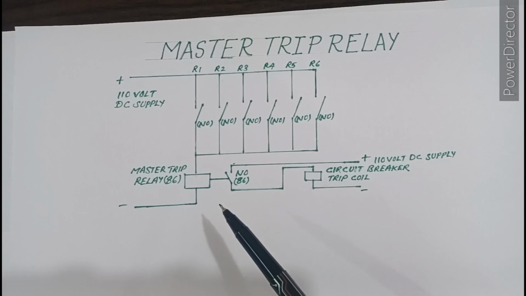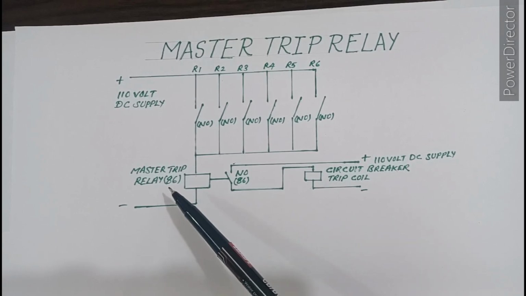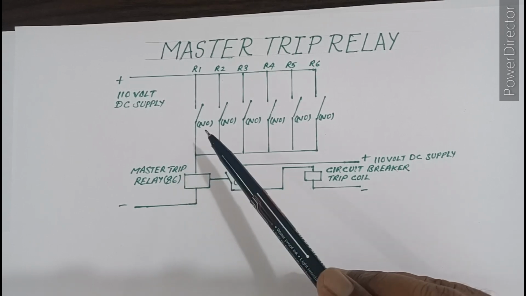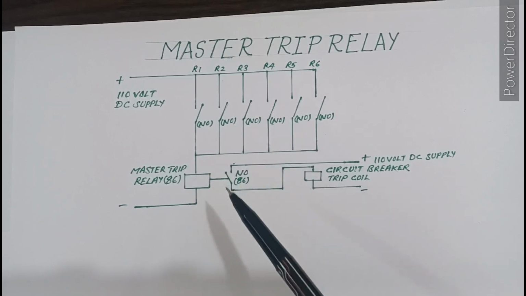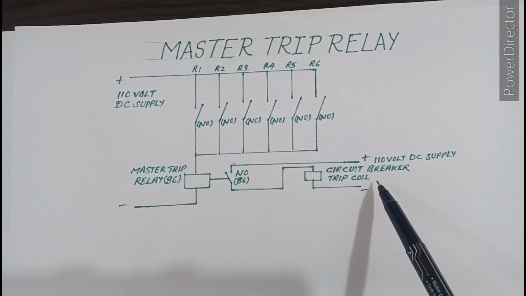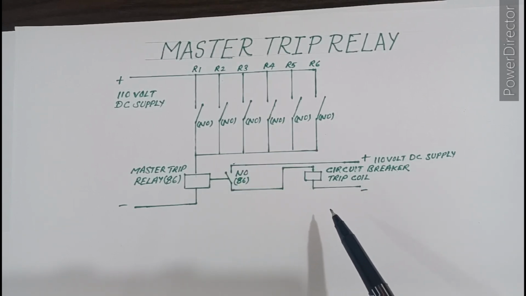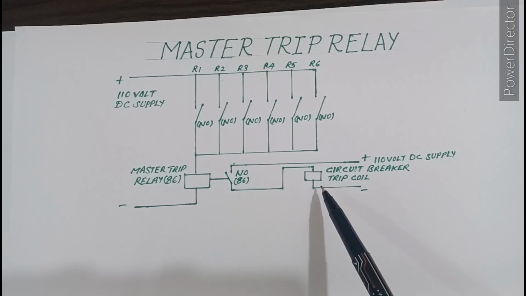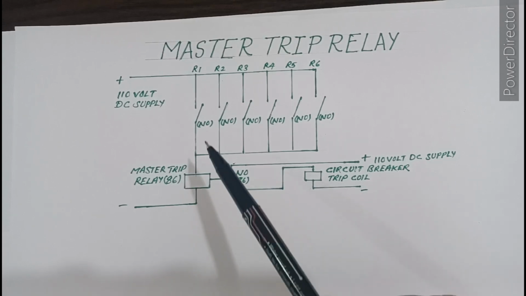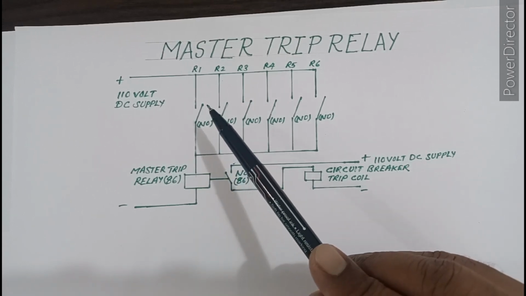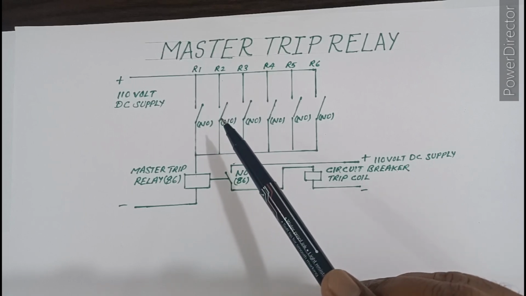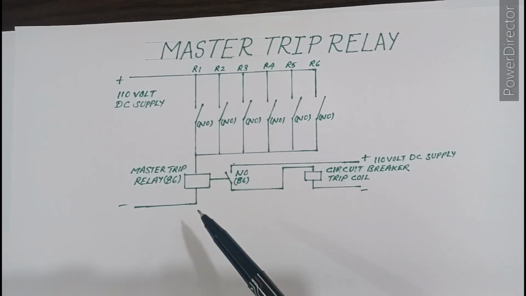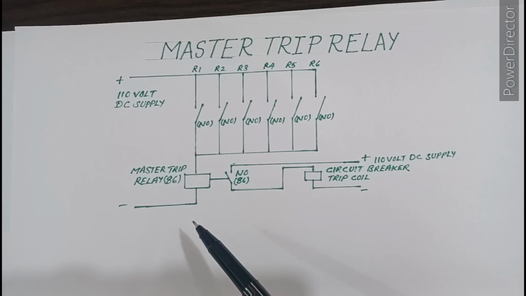And one more thing is that if we do not provide the master trip relay here, we will have to connect these relay contacts directly to the trip coil of the circuit breaker. If in any condition this trip coil burns or is damaged, it will also damage the normally open contacts of the protective relays. As we know, these protective relays are very costly, so we cannot afford the failure of these relays.